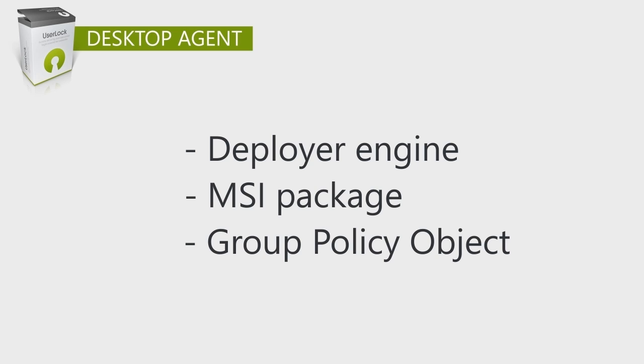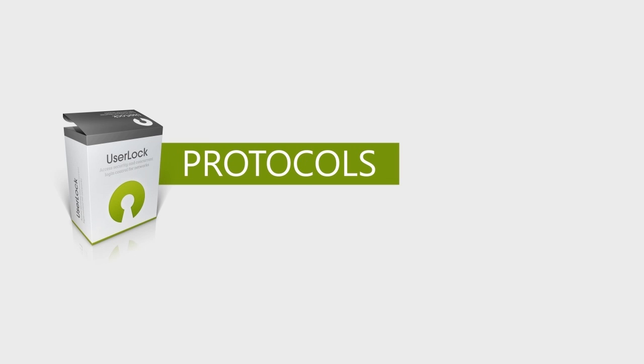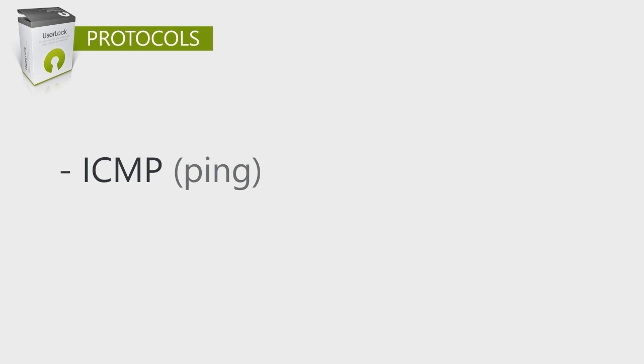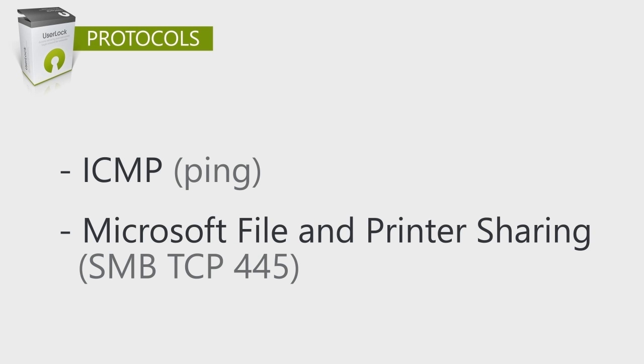Let's deploy the desktop agent using the UserLock console and its integrated installer engine. For this method, the only requirements concern two protocols that need to be authorized on the server and on the workstation's firewall: ICMP to allow the ping, and Microsoft file and printer sharing for the deployment and the future communication between the server and agents.